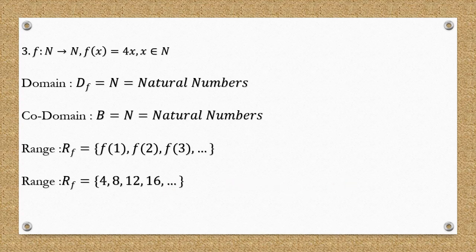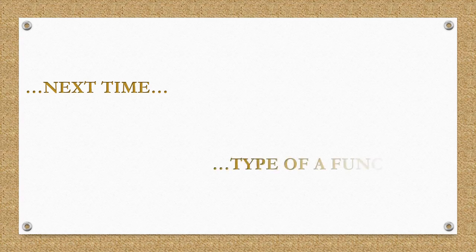up to infinity. So my dear students, with this we end two of our illustrations, illustration number 2 and illustration number 3, in which we discussed domain, codomain, range, the notations and how we calculate that. Next time we are going to discuss types of a function. There are basically 3 types which we will discuss in the next tutorial.